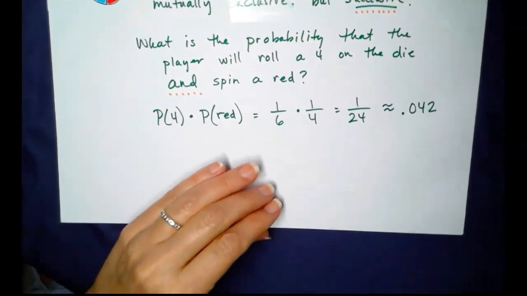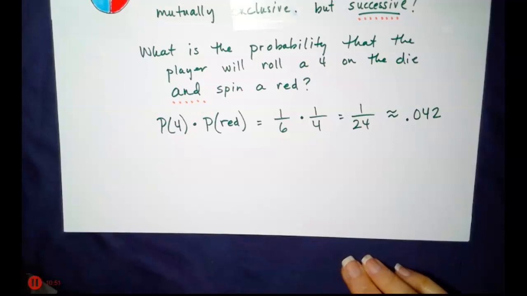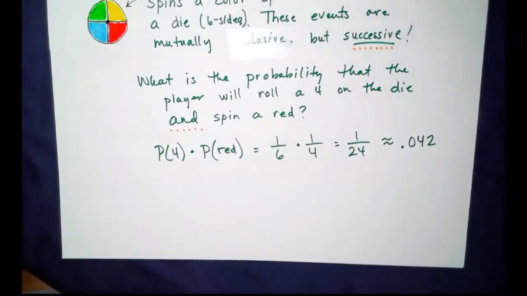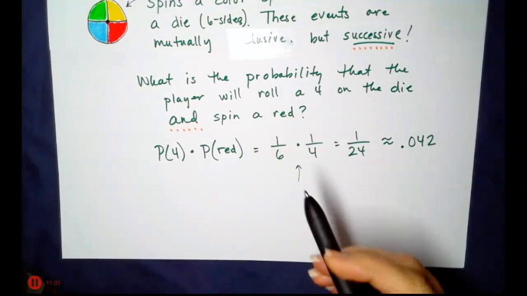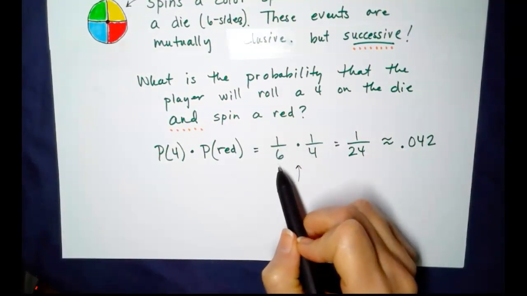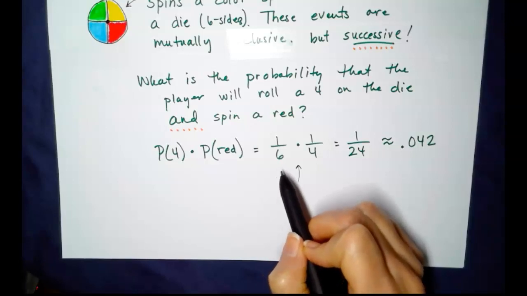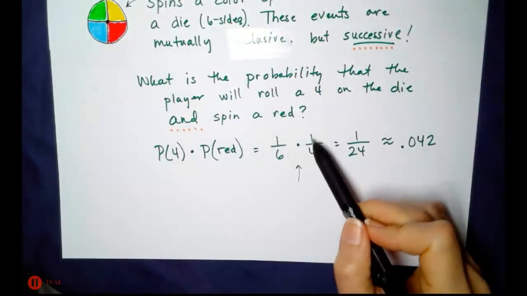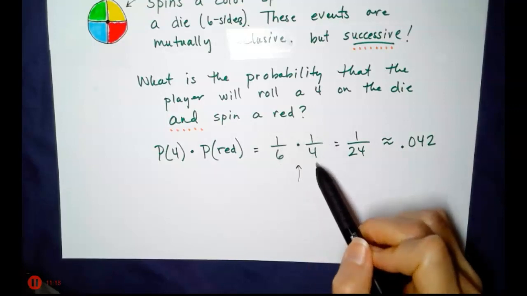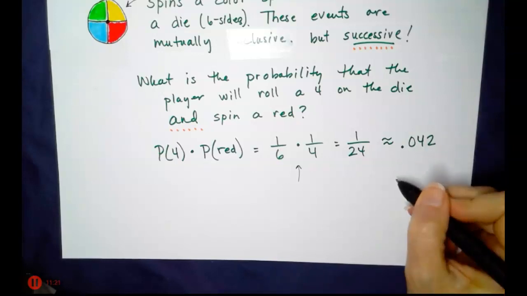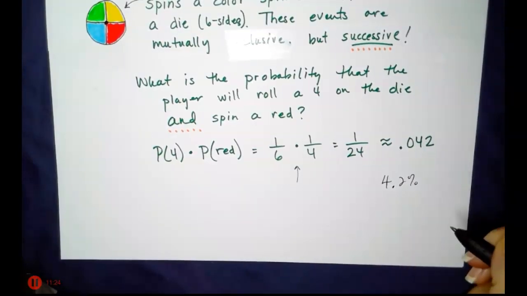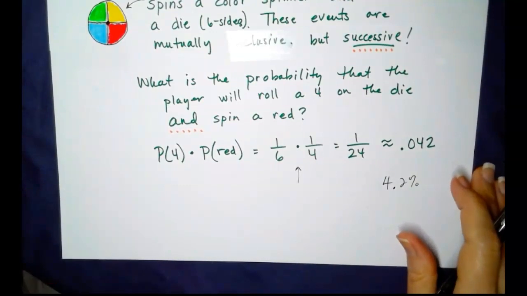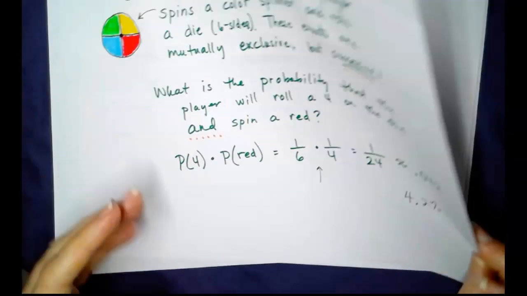So let's read the problem. What is the probability that a player will roll a 4 on the die and spin a red? So things that are successive and mutually exclusive, we're just going to multiply them together. So the probability of getting a 4, remember the die has 6 sides, all equally likely. The 4 is one option out of the 6. The spinner has 4, so one option out of the 4, so 1/6 times 1/4, 1/24, or 0.042. So that would be a 4.2% chance of rolling a 4 on the die and spinning a red. They are mutually exclusive of each other, but they are successive events.